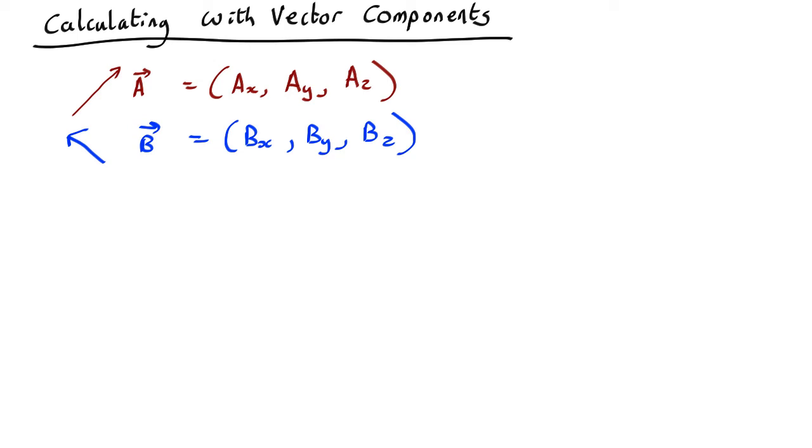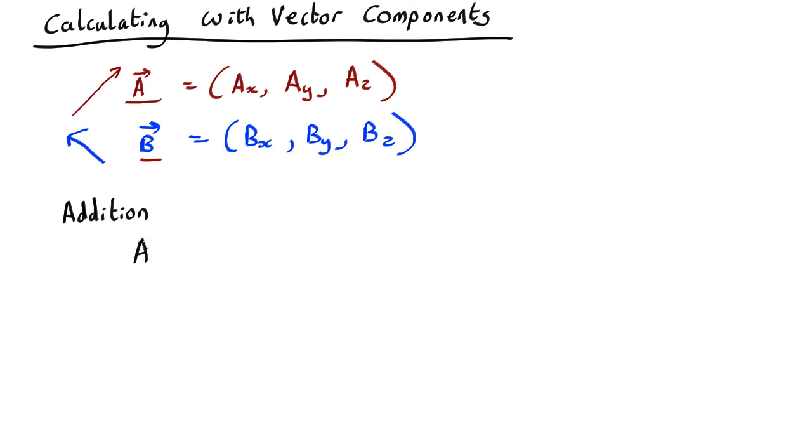Now that we have our vectors broken up into coordinates, we can do some calculations with them. So let's say we have some vector A, which is defined as this, and a vector B, which is defined as this. The first thing to do is addition. And that's very simple. If you want to add two vectors together, we just add all the components separately.